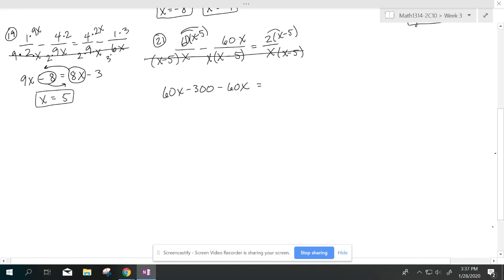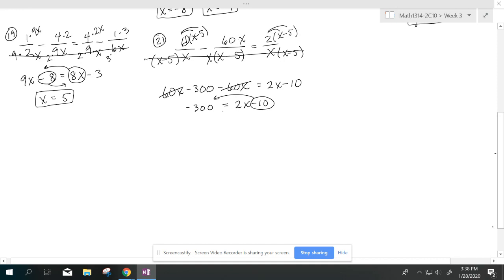Equals. And then the 2 is going to distribute. 2 times 5 is 10. What do you notice? The 60s are going to cancel. Did anybody else notice the 60x's are going to cancel? 60x minus 60x, they're gone. And then who needs to move over next? Yeah, let's move the negative 10. Now that's going to make it a plus 10.